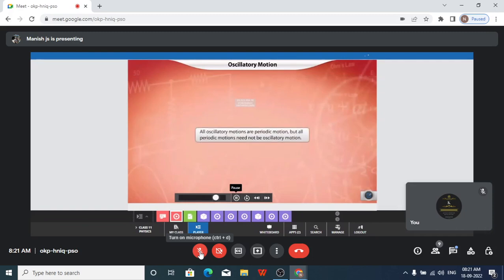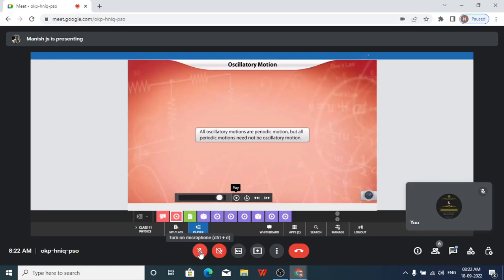All oscillatory motions are periodic motion, but all periodic motions need not be oscillatory motion. So oscillatory motions we call periodic, but the converse is not necessarily true. We looked at the example of a swing, where it is going to oscillate to and fro about its mean position. Mean position is nothing but the equilibrium position where all the forces acting on the body are zero, and therefore it is at rest. But when a force is applied and the object is set in motion, it starts oscillating about its mean position. It goes to the extreme position, comes back to the mean position, goes to the extreme position on the other side, and again comes back to its mean position. Therefore you call that an oscillatory motion.